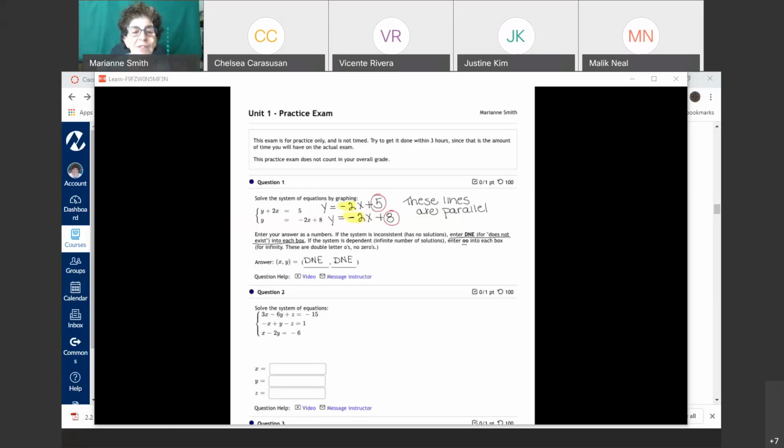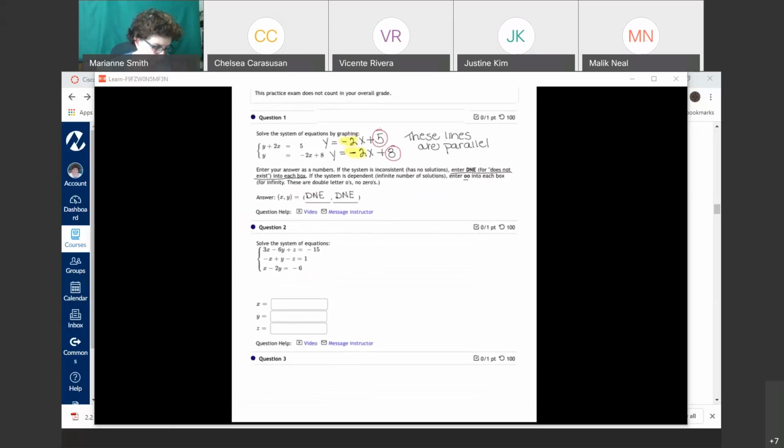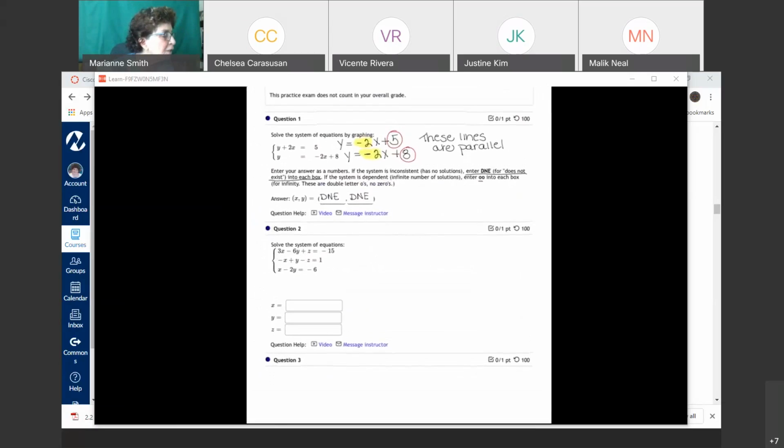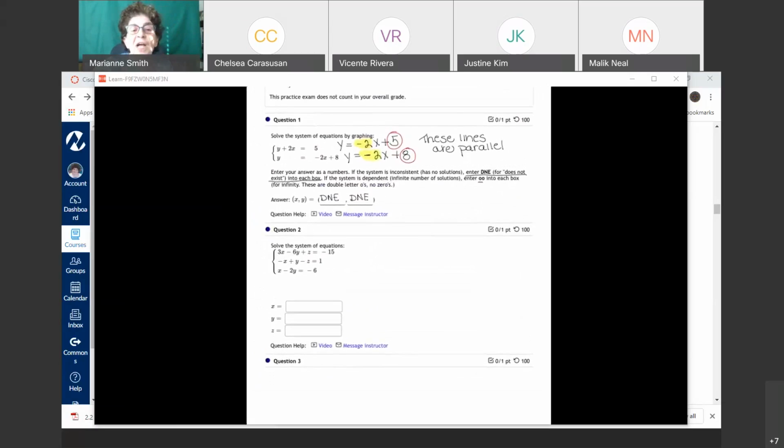No questions? Okay, let's take a look at question 2. It says solve the system of equations. Don't give me an answer, but tell me, how would you do this? How would you do the problem? A process. Feel free to unmute yourself if you don't want to type. Just unmute yourself and give us a suggestion. How would you do it?